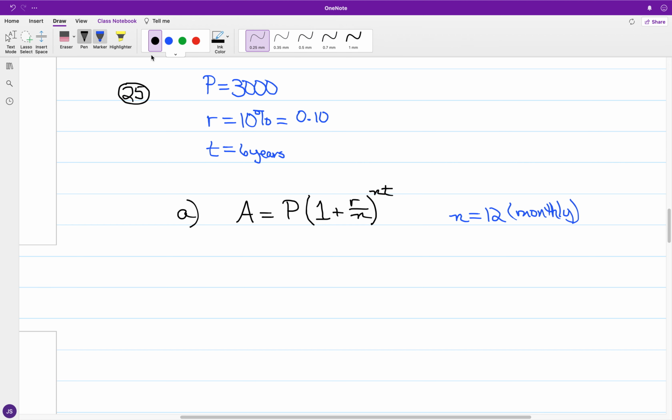So looking at filling in the given quantities, P is $3,000, times the quantity 1 plus r, so 10% or 0.10 or 0.1, over n, where n is 12, and for n times t, we've got 12 times 6.